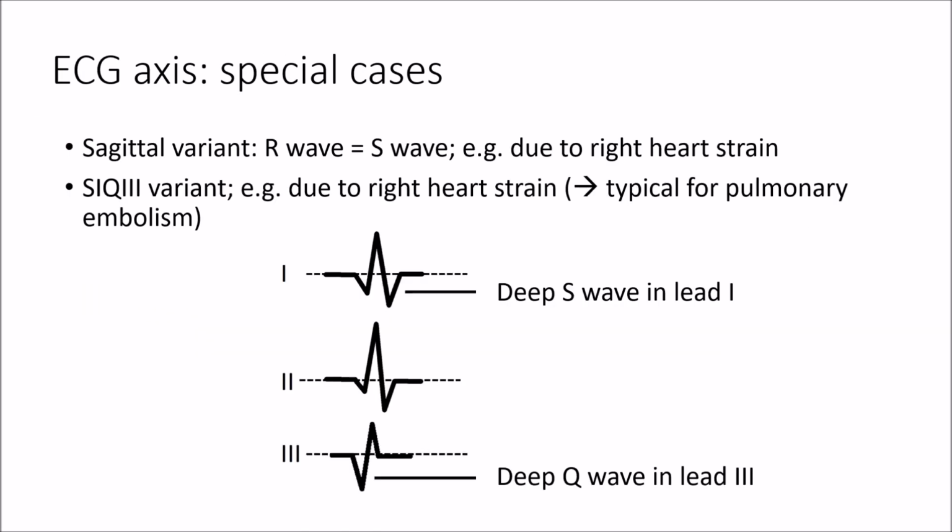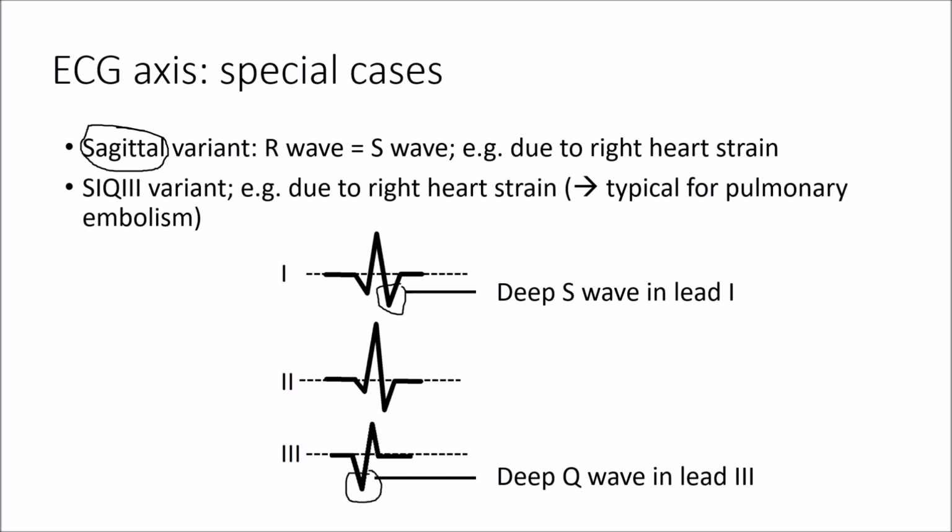But there are also special cases. If, for example, in the leads 1, 2 and 3 R and S waves are always the same size, this is the so-called sagittal variant. This can occur with a right heart strain. The same applies to the S1Q3 type. Then you see a deep S wave in lead 1 and a deep Q wave in lead 3.